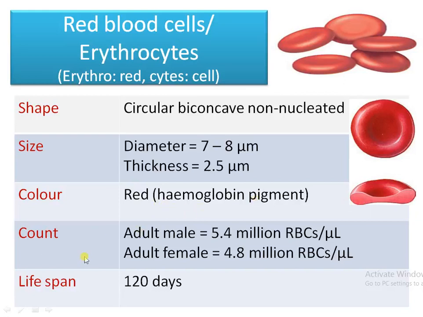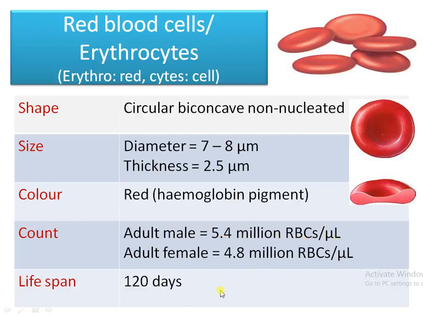RBC count, as we have already discussed in the above slide, is 4.8 million RBCs per microliter in an adult female, and in an adult male approximately 5.4 million RBCs are present per microliter.